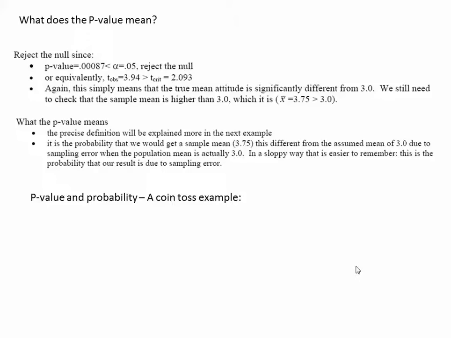Well, the precise definition will be explained more in the next example. It is the probability that we would get a sample mean of 3.75, which is different from the assumed 3.0 due to sampling error, when the population mean is actually 3. In a sloppy way, that is easier to remember. This is the probability that a result is due to sampling error. This idea of sampling error is quite important.